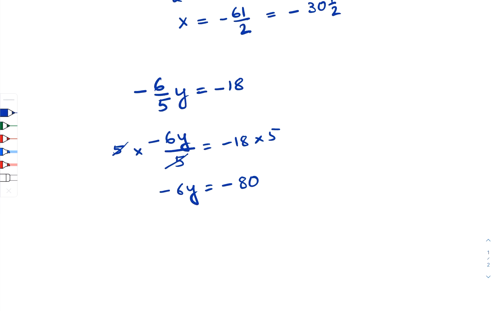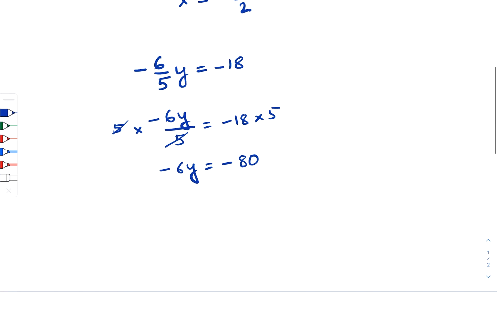Now, at this point, I can get rid of the negative 6 by dividing both sides by negative 6. So I get y is equal to negative 80 over negative 6. So the negatives cancel out, which leaves me with 80 over 6.